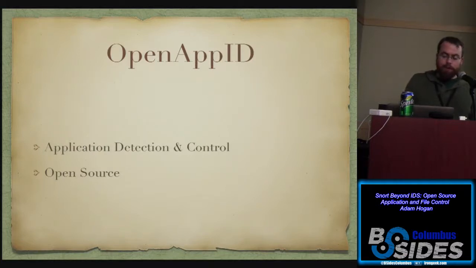So what we've done is released Open App ID. This is our ability to detect and control at the application level, and this is, again, completely open source. The engine itself is open source as well as most of the detectors. We now do a, let's say bi-weekly, it's not that regular, release of the application detectors. So for one, you can see how our engine works. The source is available. You can also see how our detectors work.